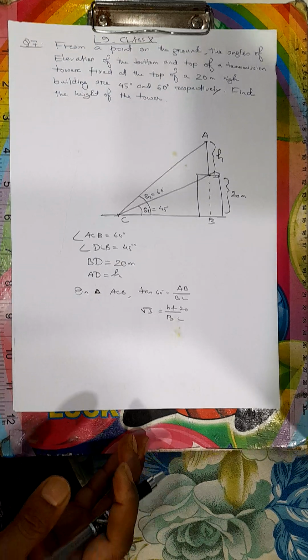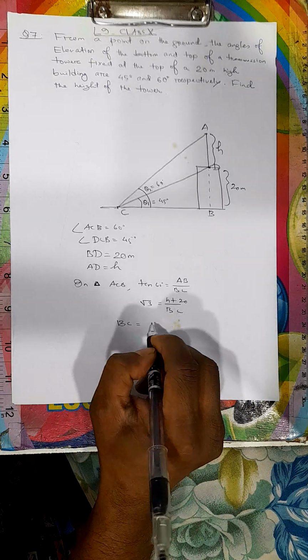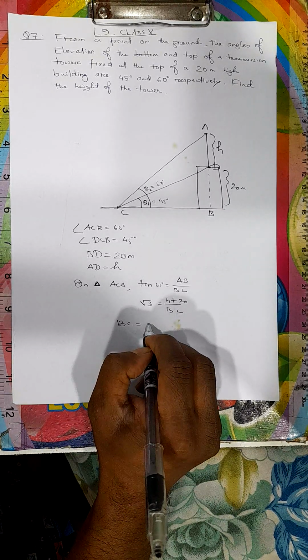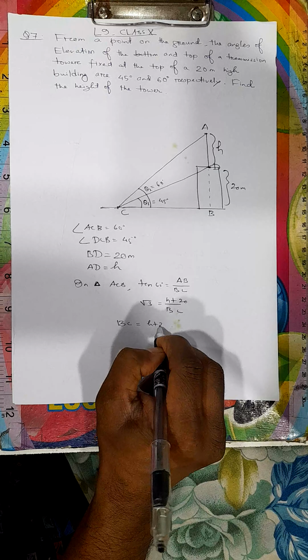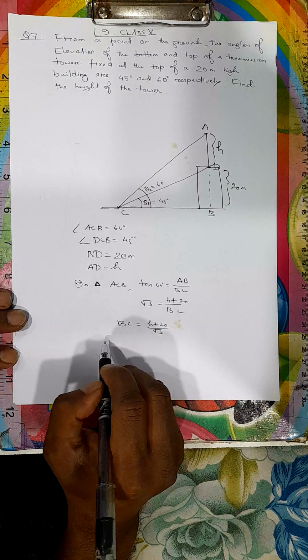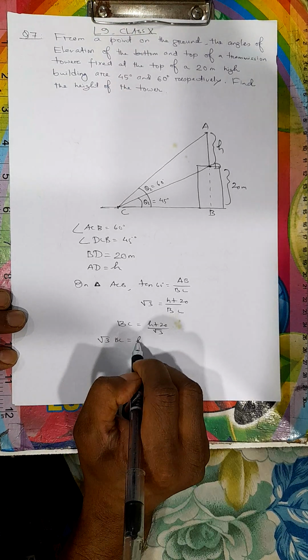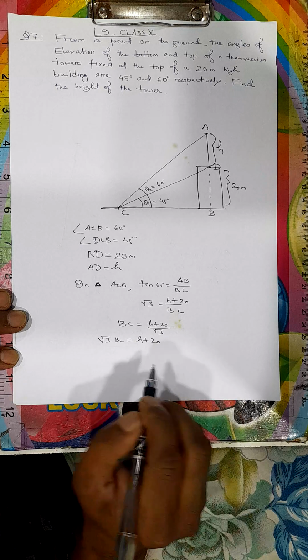So what is BC then? BC equal to h plus 20 divided by root 3, or you can say square root of 3 BC equal to h plus 20.